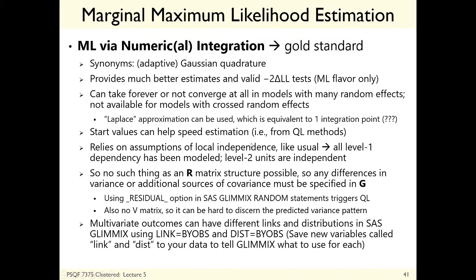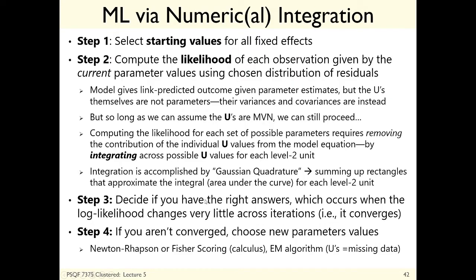You can give the model start values to try and make it go faster with respect to the random effects. When you're in this, there's no such thing as an R matrix, so that leaves fewer options if you have longitudinal data. It's not relevant for us right now. But I wanted to show you a little bit about how this works.